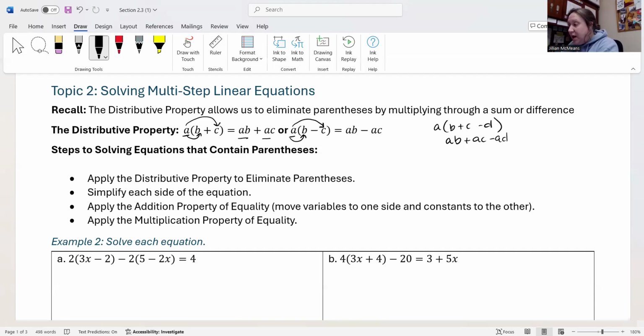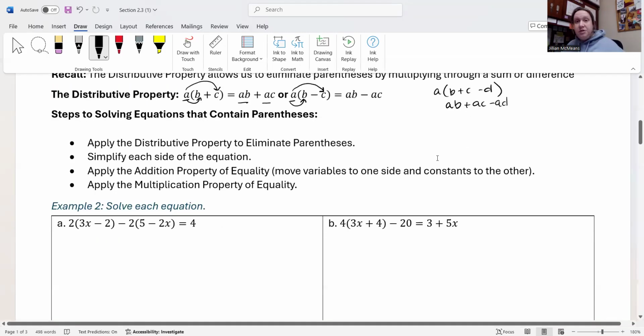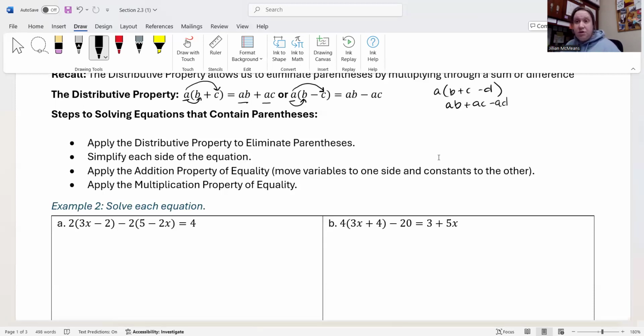Okay, so when you have an equation that has loads and loads of steps to it, first thing you want to do is apply the distributive property to get rid of parentheses. So first thing you do is get rid of parentheses, period. Don't add, don't subtract from both sides, get rid of your parentheses. Once you do that, you want to simplify the left-hand side of the equation and simplify the right-hand side of the equation separately. So get rid of parentheses and then combine like terms, okay?